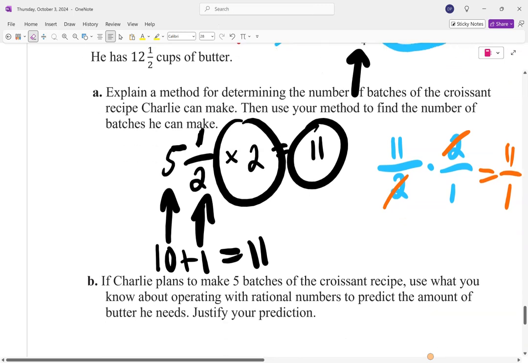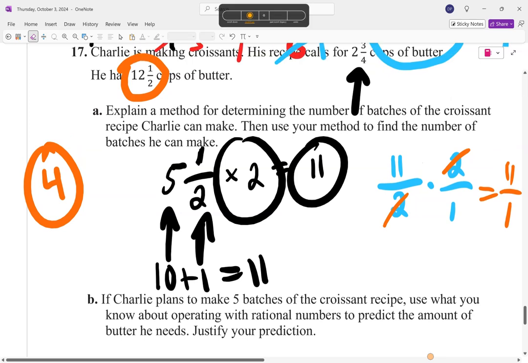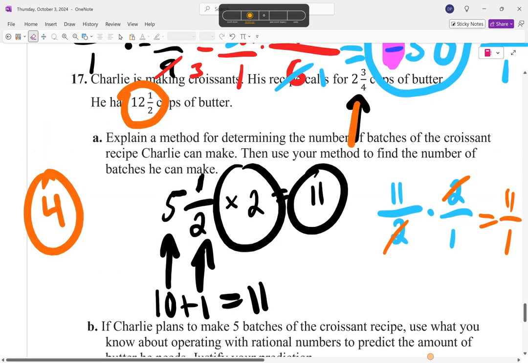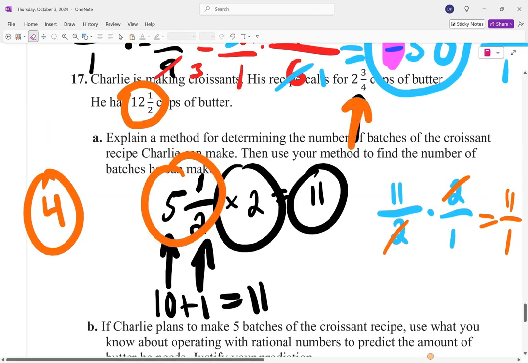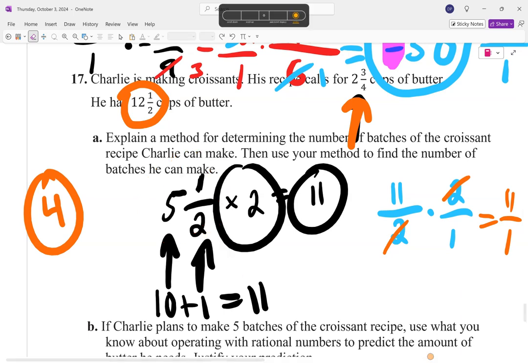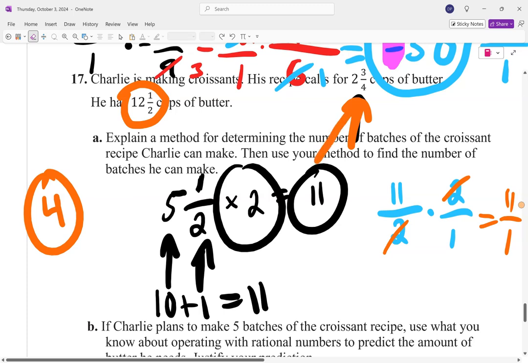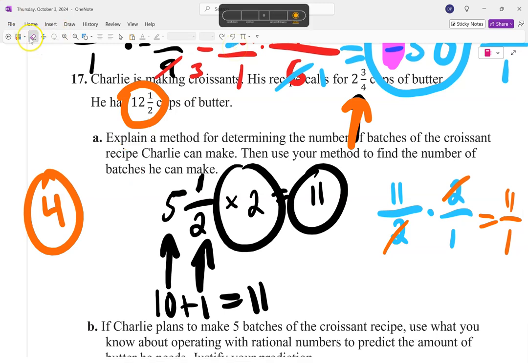Okay? So we found that if we have 12 1/2 cups of butter, we can do 4 batches. Why do I say 4? Because we multiply by 2 to get 5 1/2, and 2 of those, that's 2 times 2, is 4 batches. Now, am I sure that we can't do another one? Yeah, because I know if I add 2 3/4 more cups to 11, that's going to be way over this. Okay, so our answer is 4.